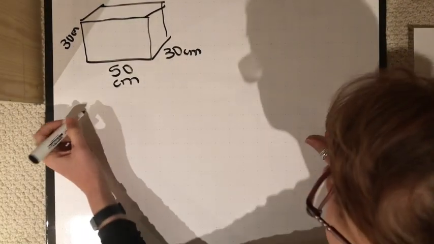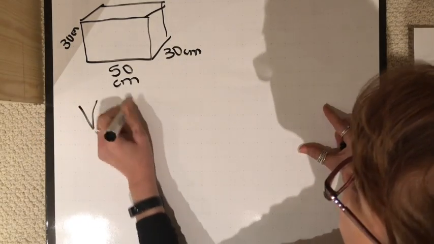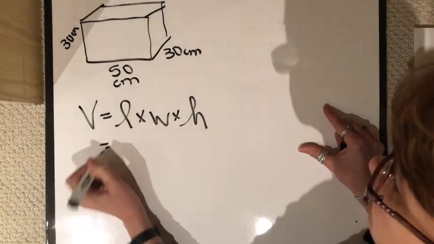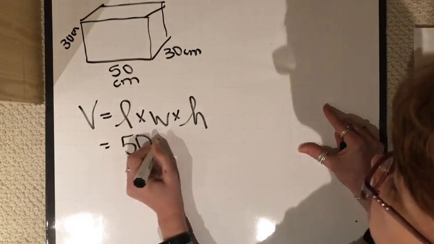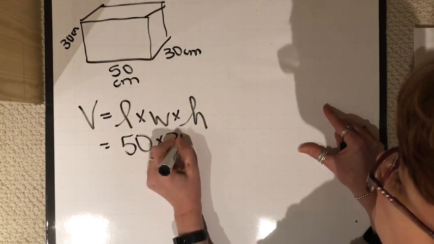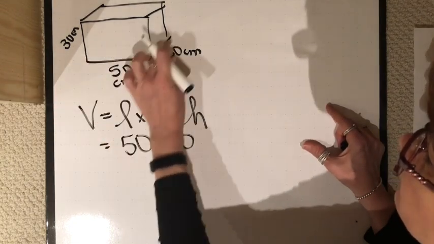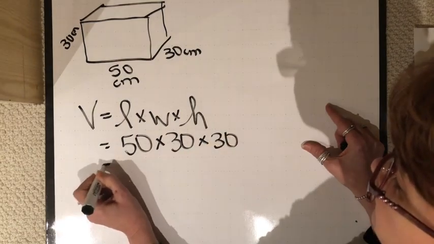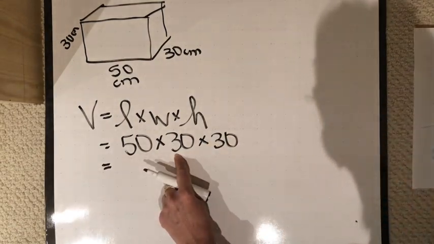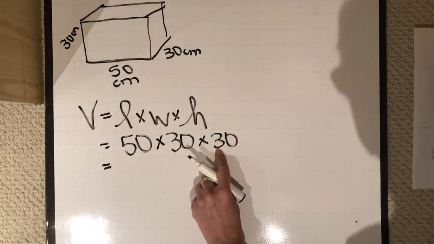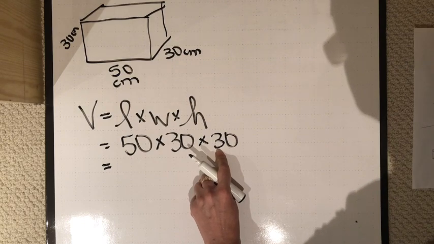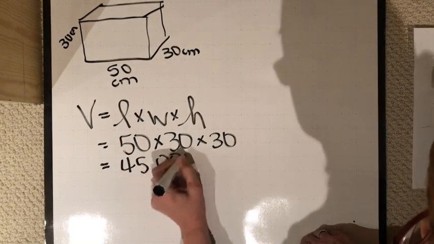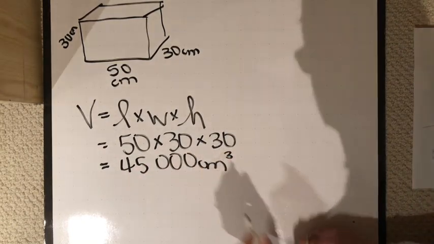If you remember back to the last lesson, volume equals length times width times height. In this case, our length is 50 and our width is 30. So we're trying to find the area of the bottom of the box, and then we're going to multiply that by the height of the box. 50 times 30 is 1,500, and then we multiply that by another 30, and we get 45,000 centimeters cubed.